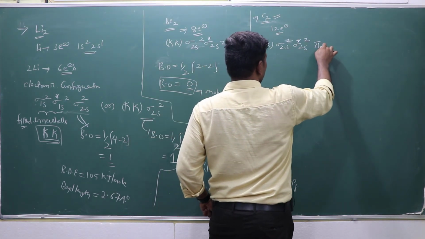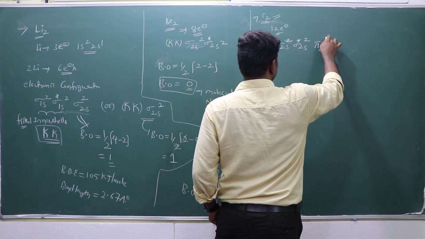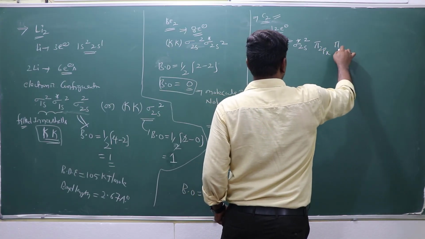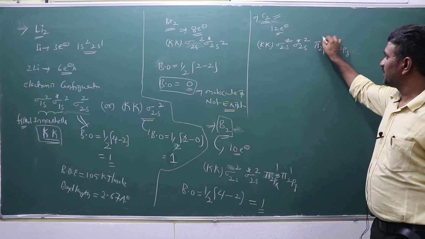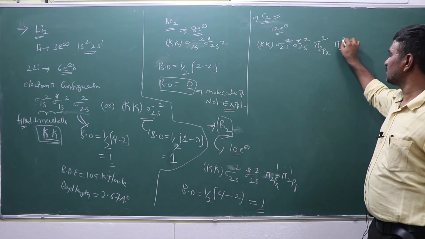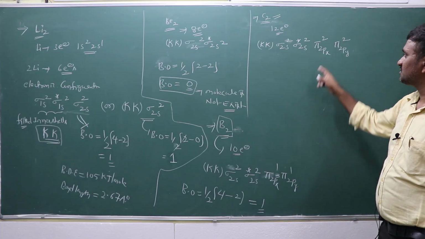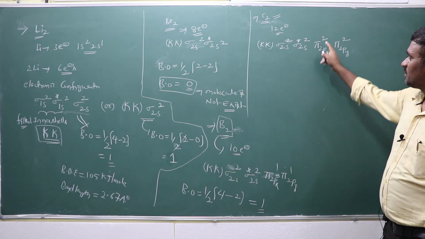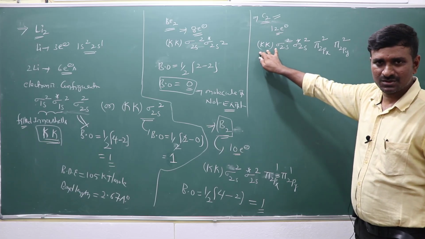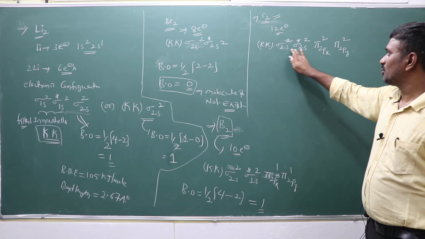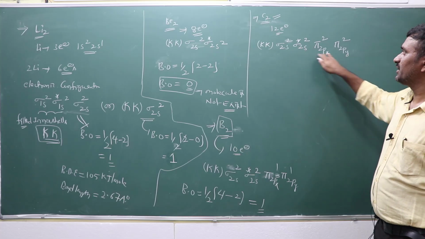Next, π2px¹ and π2py¹. Next, another 1 electron is also filled in these 2 levels: first 1 is filled, then again 1. This 4 is completed: σ1s², σ*1s². Next, how many are there? 8. These 8 will be filled like this.